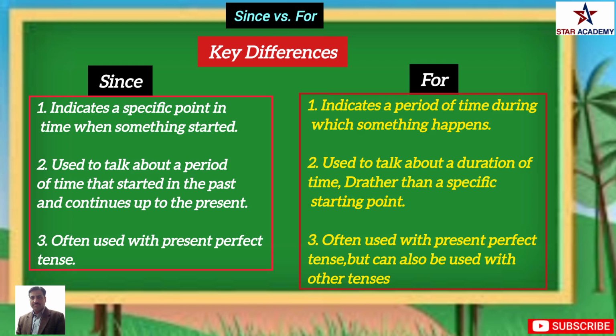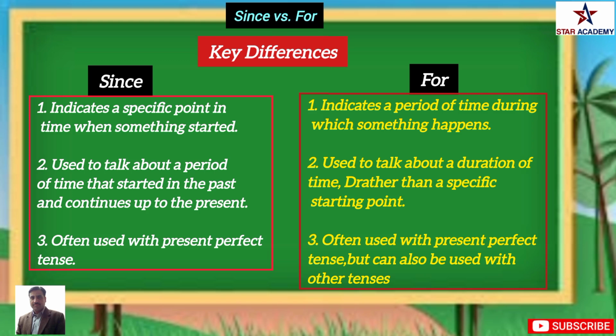The next difference is since is used to talk about a period of time that started in the past and continues up to the present. For is used to talk about a duration of time rather than a specific starting point. Since is often used with present perfect tense. For is often used with present perfect tense but can also be used with other tenses.